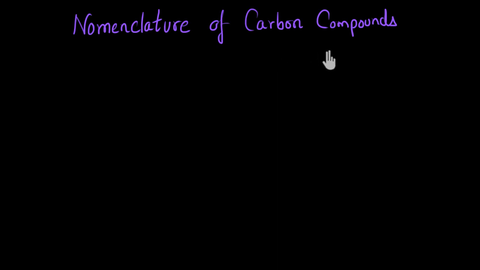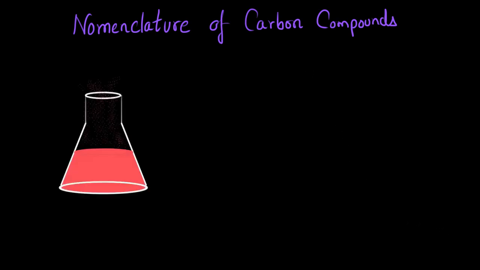Carbon forms millions of compounds. But if you and I want to talk about one of these compounds, we need to refer to it by its name. We need to know its name, right? Now we can give pet names to each compound. For example, if something looks red and smells fruity, we can call it a red and fruity compound. But the problem is, there are millions of compounds. Can you imagine remembering pet names for millions of compounds? That's going to be extremely tough, right?